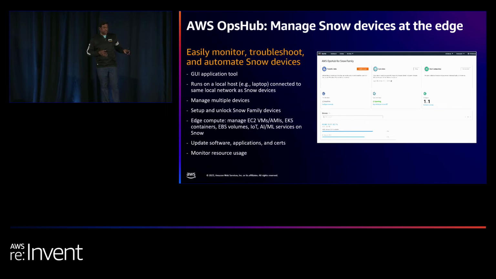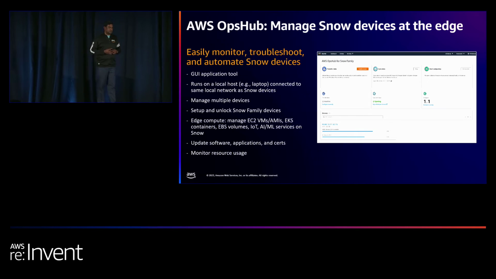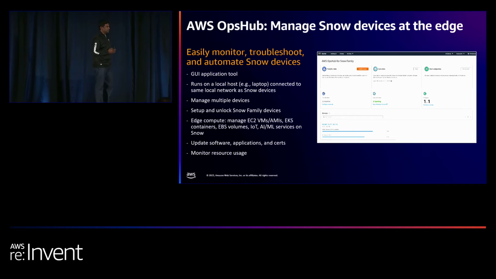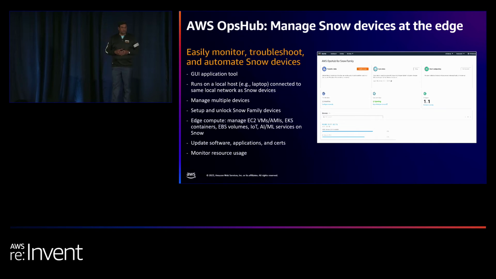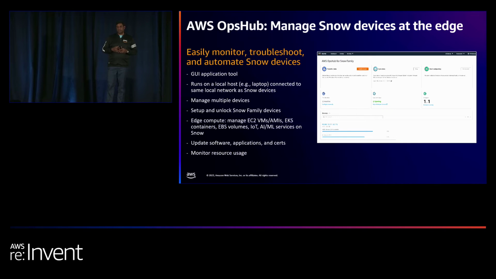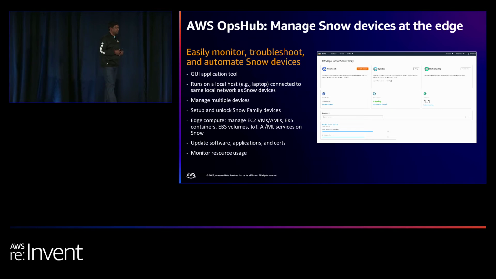Think about setting up the network configuration and unlocking the devices. You can manage all your workloads, so you can manage your EC2 instances, your container workloads, your IoT functions. You can start and stop different applications. You can reboot a device, all of that using Ops Hub connected to multiple Snow devices. You can monitor the resource usage, so the physical resources on the Snow device, the vCPUs used, and the remaining storage available. You can monitor the health of all your applications.